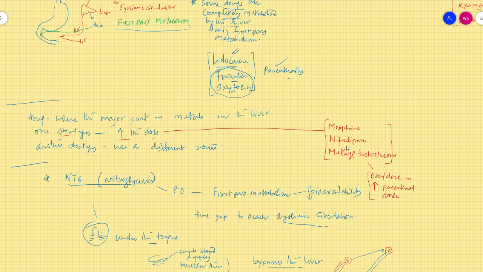And even if it undergoes first pass metabolism, the logic is that if we give an increased dose, the required therapeutic dose would reach the systemic circulation. So we are sacrificing a part of it for first pass metabolism. All right. So we have got two examples of the two strategies that are used because of first pass metabolism.